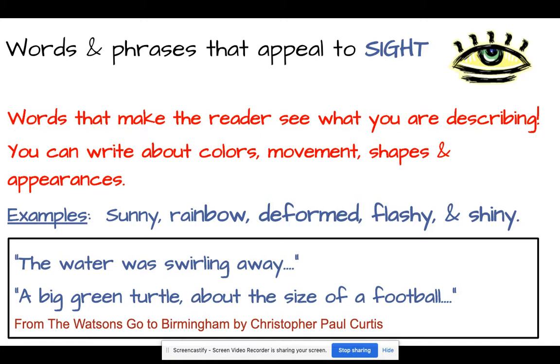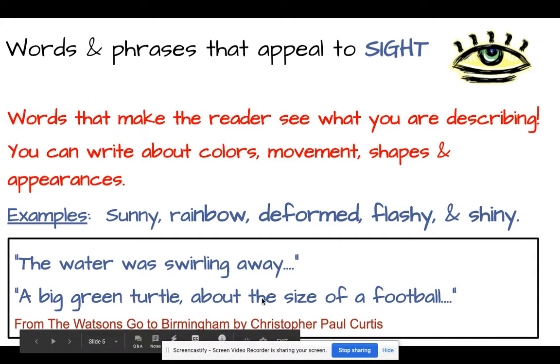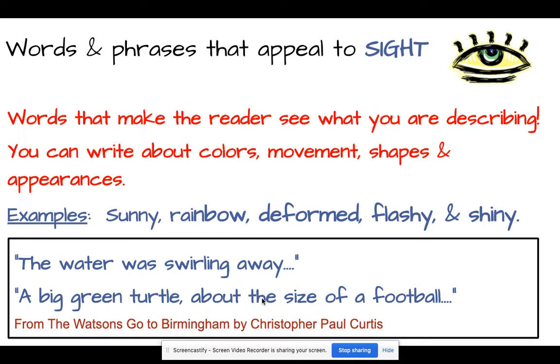The water was swirling away. A big green turtle about the size of a football. So in the first example, the author, Christopher Paul Curtis, uses a vivid verb, swirling, to show what the water was doing so that the reader could picture it. In the second example, the author uses a comparison. He said that the big green turtle was the size of a football. That helps me picture the turtle better in my head.